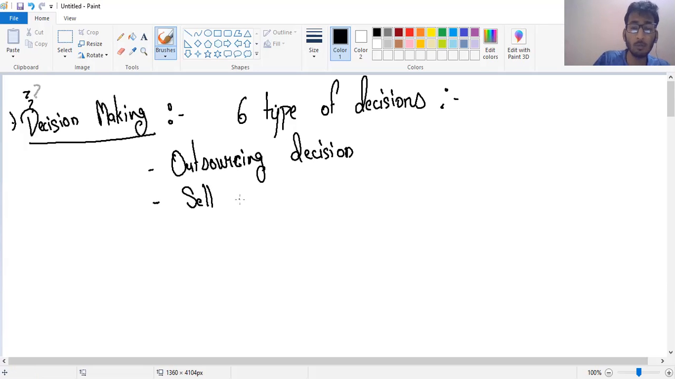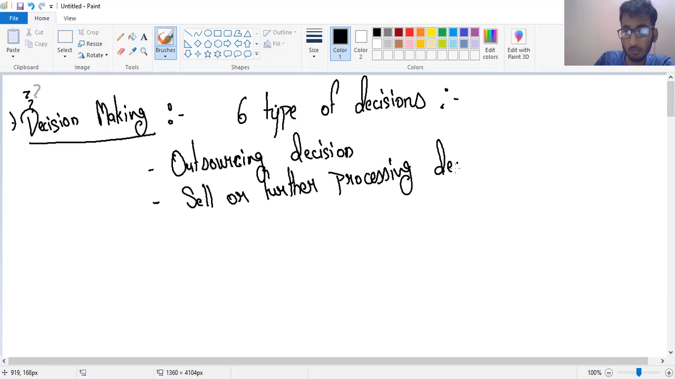The second type of decision in the question could be the sale or further processing decision. Now, what is the sale or further processing decision? The best example is milk and paneer. Paneer is made out of milk only.